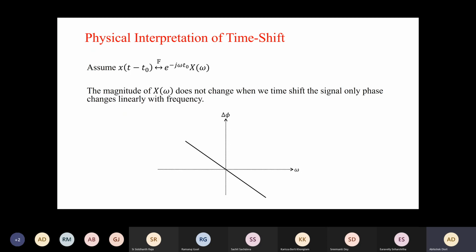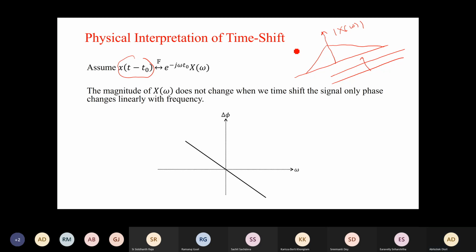Now let us understand this slightly. What is the physical interpretation of time shift? Suppose X(omega) is something like this. Or let us draw the magnitude of X(omega), and let us say its phase is something like this. So when I shift this signal x(t) by t naught, this signal will have a different phase than this. This is the transform of x(t). Now I'm looking at the transform of x(t minus t naught). So what would happen is this phase is introduced.